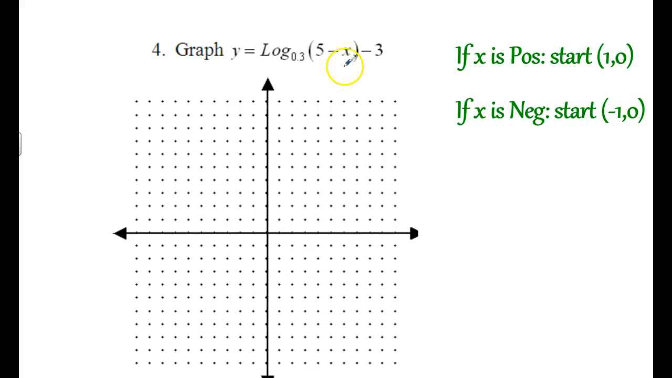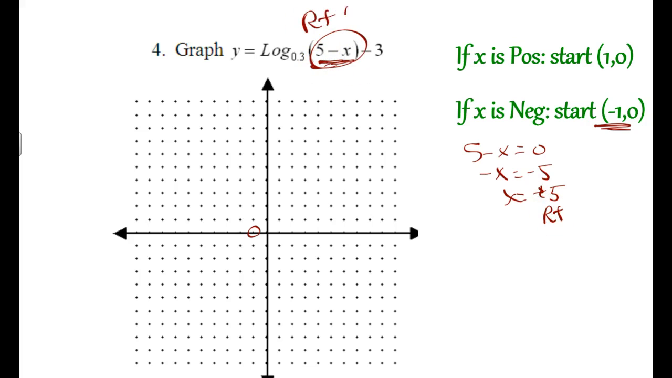Here's an example where x is negative. So instead of starting at (1, 0), I'm going to start at (negative 1, 0). I'm going to set 5 minus x equal to 0. So negative x equals negative 5, or x equals positive 5, and that means move to the right 5 units. So this says go to the right 5 when I set that equal to 0, and this says go down 3.